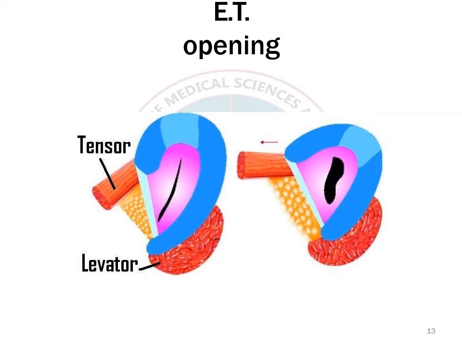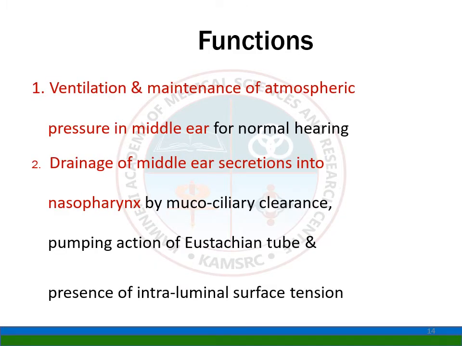See this. Now the functions of the eustachian tube. Again, this is important. It is for ventilation and maintenance of atmospheric pressure in the middle ear. One point I want to tell you: the middle ear is open only through the eustachian tube; in all other areas it is closed. Maintaining the atmospheric pressure in the middle ear is through the eustachian tube only. It is mandatory for normal hearing, so the middle ear pressure should equal atmospheric pressure.